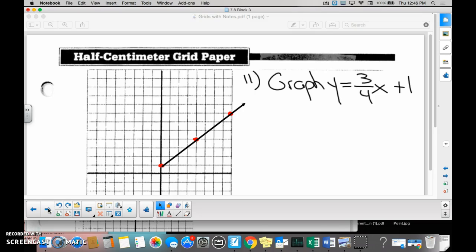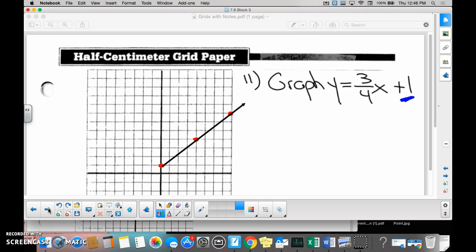3/4 x plus 1. What do we always start with when we're graphing slope-intercept? What do we always start with, Bella? 1. Why do we start with 1? What's that called? The y-intercept, right? So whatever the y-intercept is, we start with that, right? Yes, no? Okay.